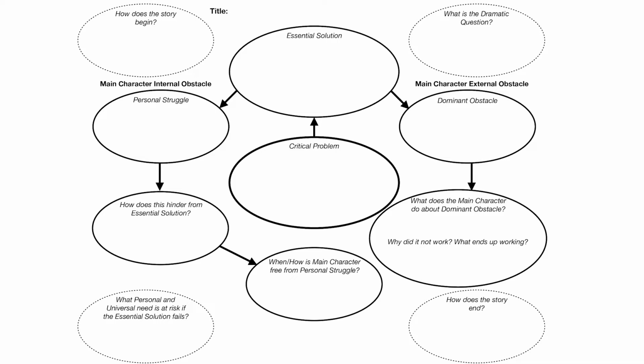But the dominant obstacle for Frodo is what? The ring is seductive, and that is something he has to fight throughout the whole entire story. And so now, what does he do about the dominant obstacle? This is going to tie into the personal struggle, and I will defend what I think the personal struggle is in a second.